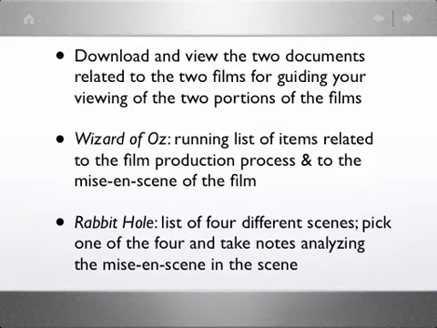The list and viewing guide for Rabbit Hole is a little bit different in that it basically is just a list of four different scenes from that first 30 minutes of the film with a little bit of description. And before you start rewatching that first half hour of Rabbit Hole, you should pick one of the four scenes in that list, just one of them, and as you're screening, take notes analyzing the mise-en-scène in that particular scene.